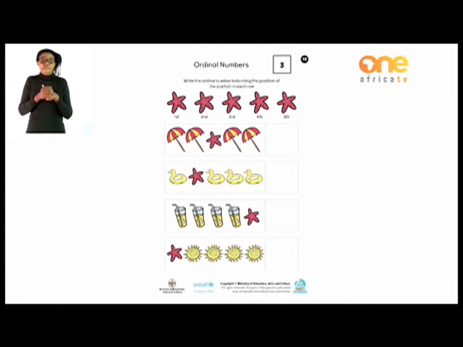The next row, we have floaties. Where is the starfish situated? First, second, third, fourth, or fifth? Second, very, very good. And so you will continue with the glasses and the suns. Remember to fill in the correct ordinal number in the open block provided there for you.